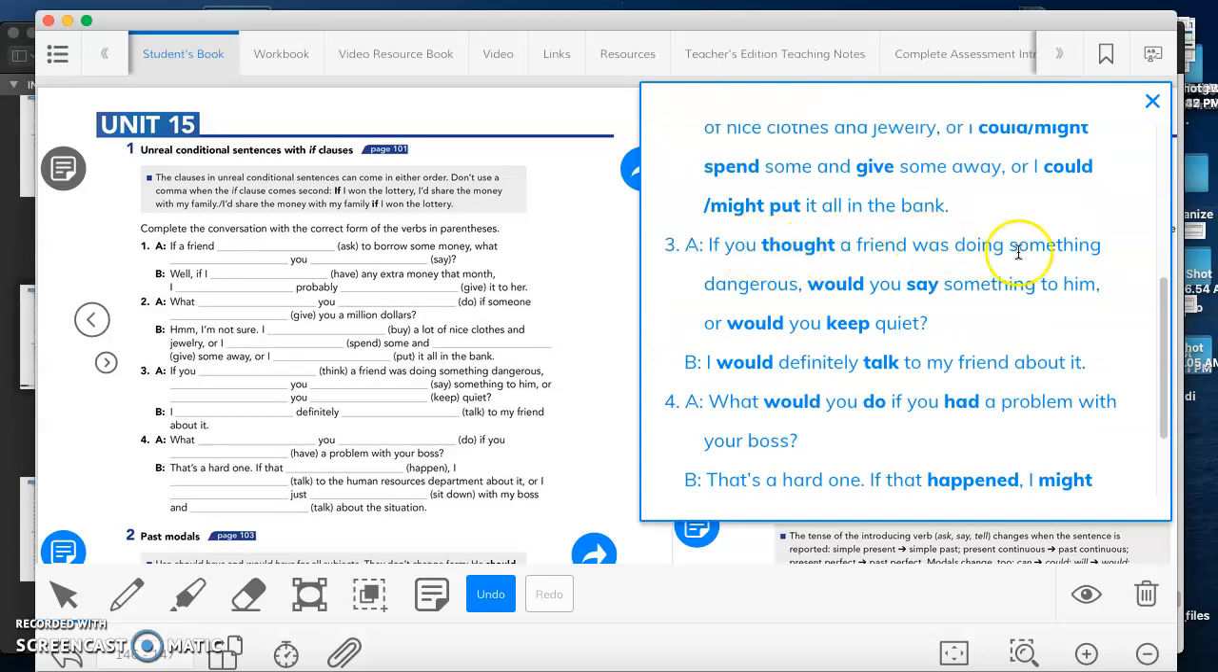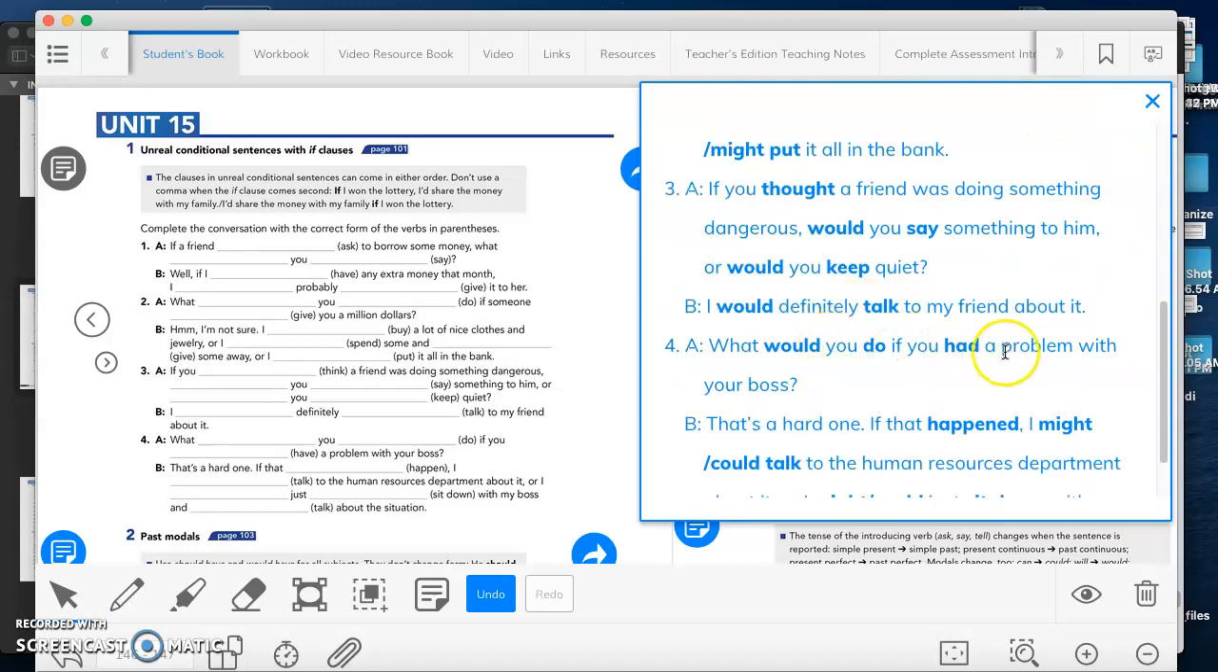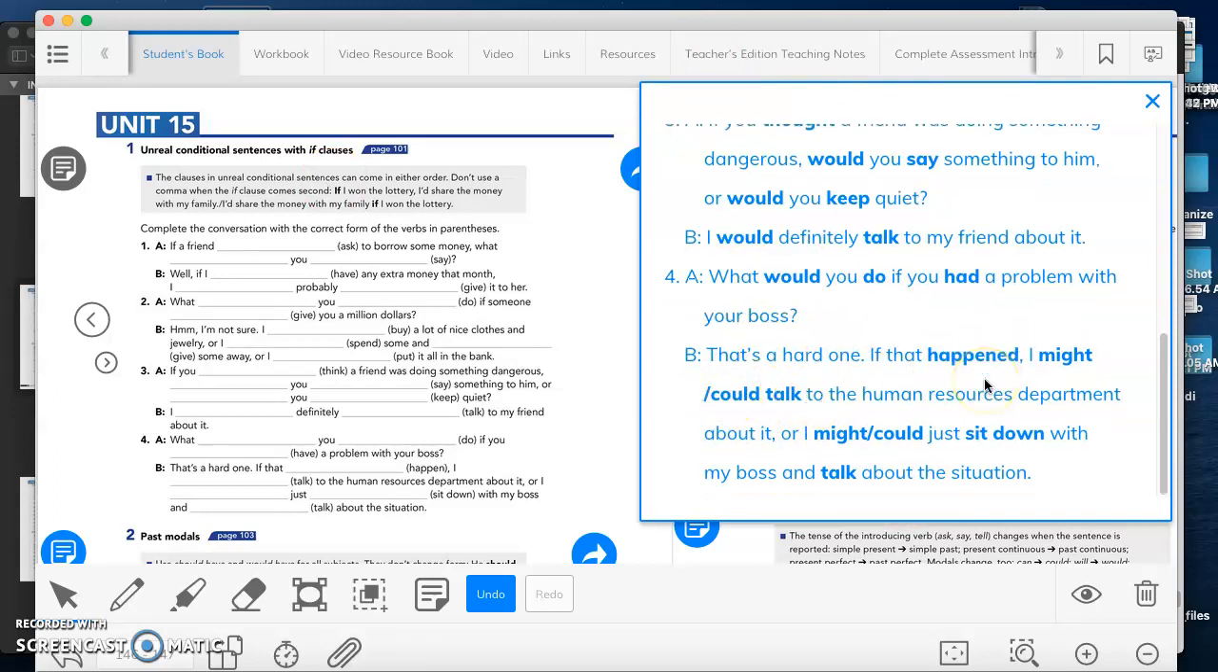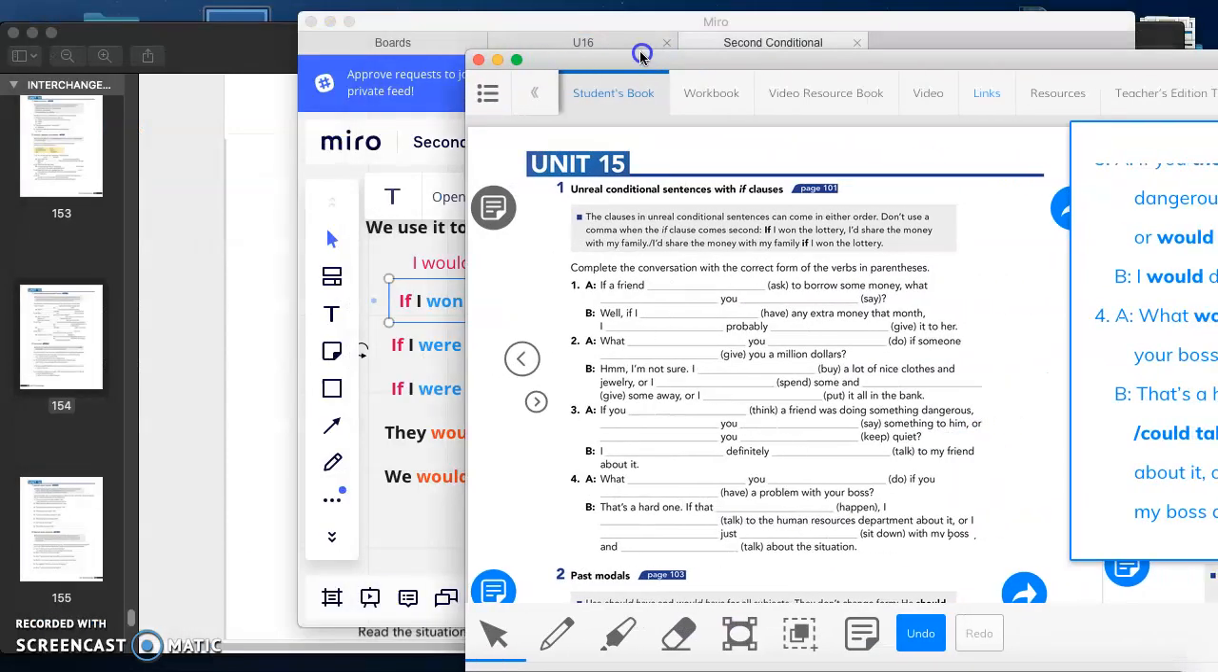If you thought a friend was doing something dangerous, would you say something to him, or would you keep quiet? I would definitely talk to my friend about it. What would you do if you had a problem with your boss? That's a hard one. If that happened, I could talk to the Human Resources Department about it. Or I could just sit down with my boss and talk about the situation. So these are the answers. If you need a screenshot, just let me know on Telegram.